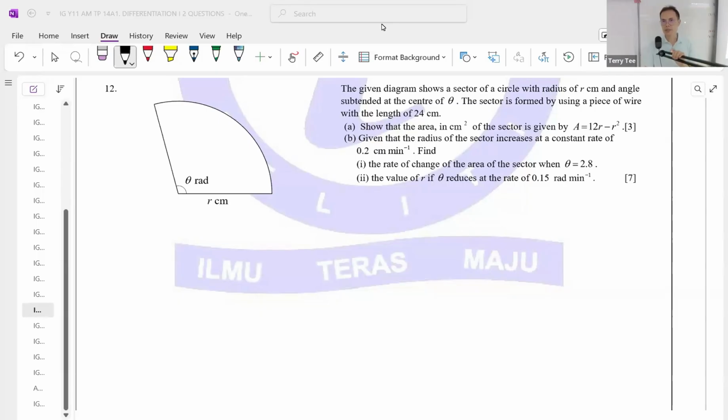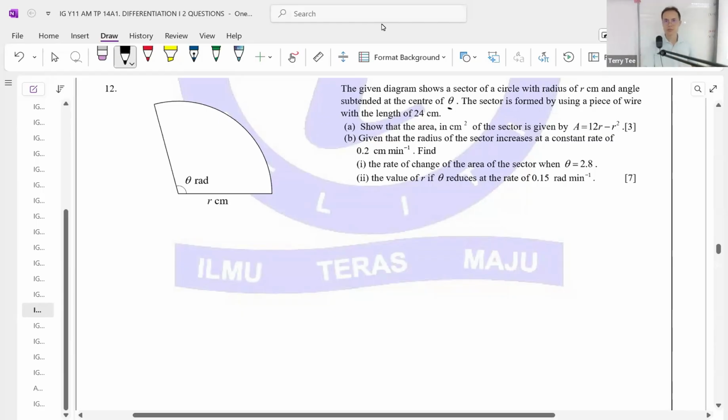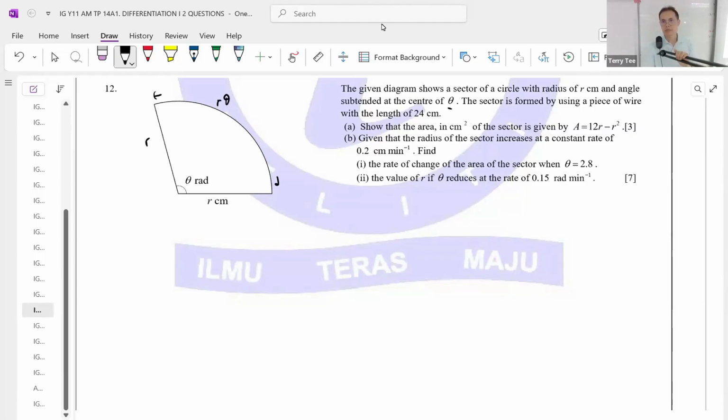Diagram shows sector of circle with radius of r. Angle subtended at the center is theta. So the sector is formed using a piece of wire with a length of 24. Right, so that means that this is r, this is r. This one, the length, we can use s equals r theta, right? Now, the area, show that area is given by that.